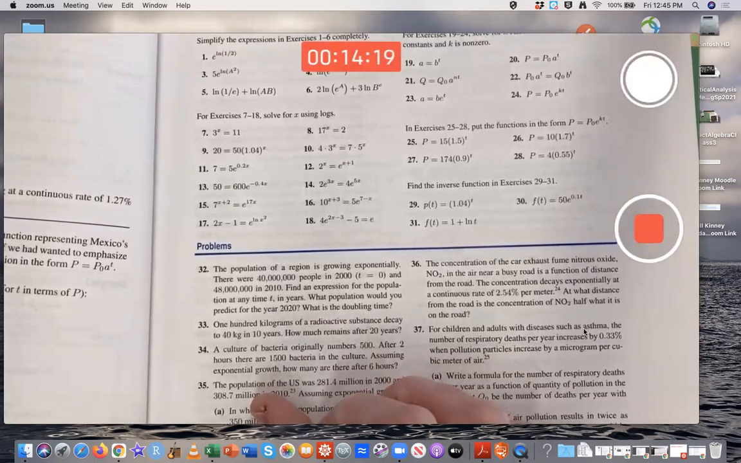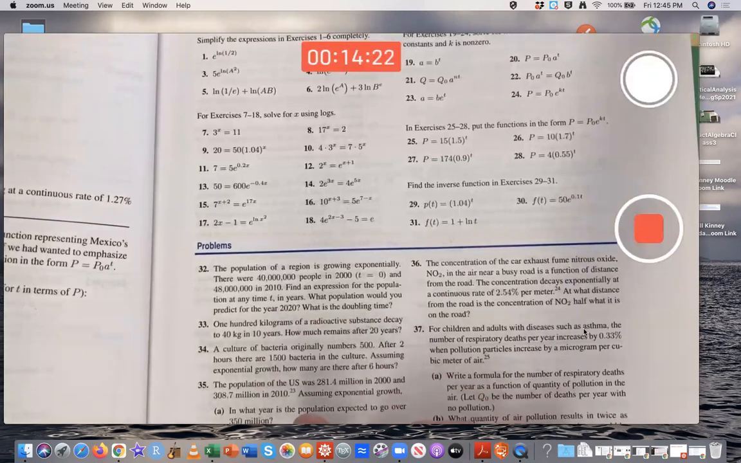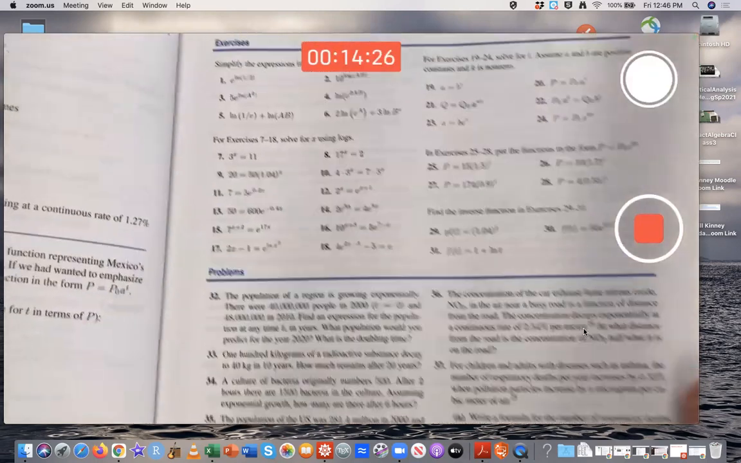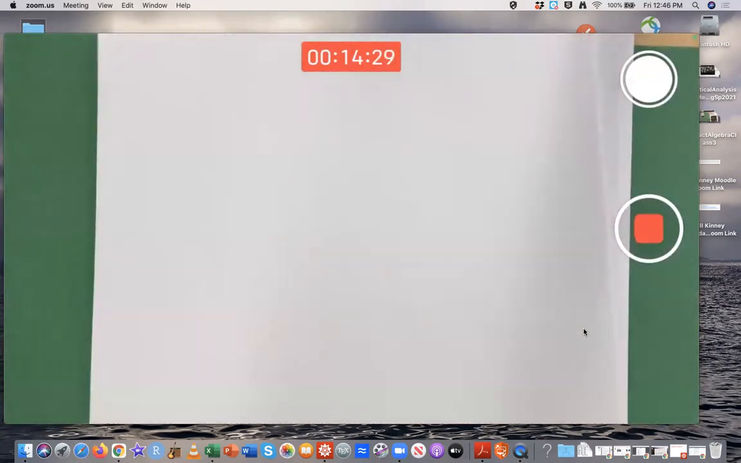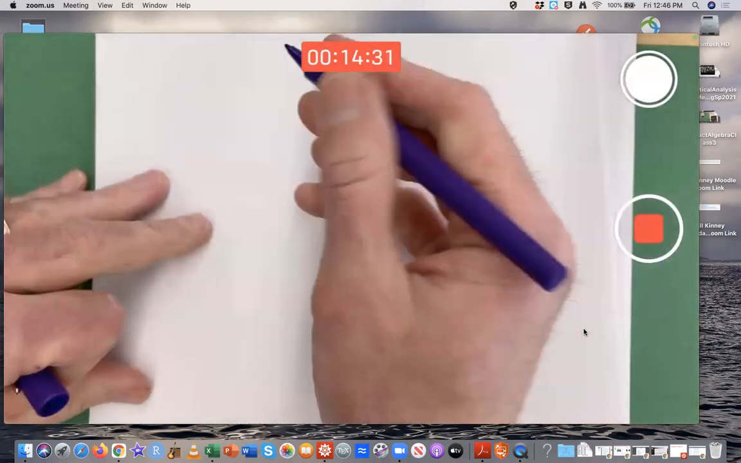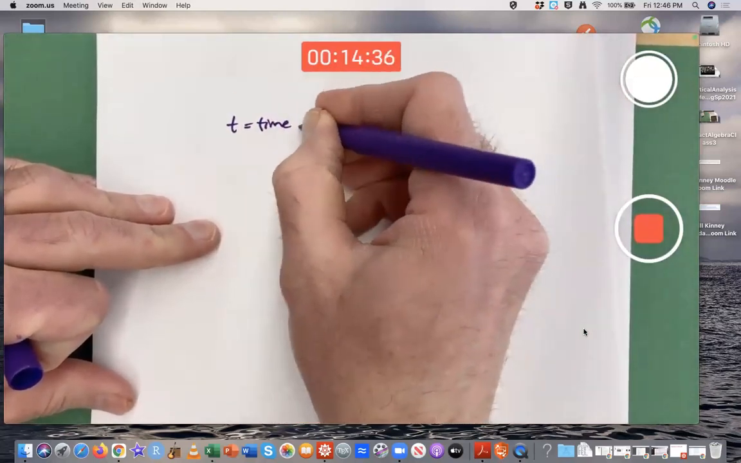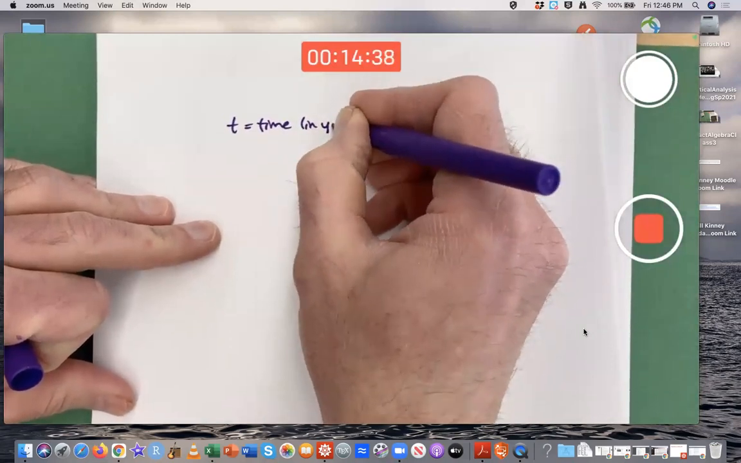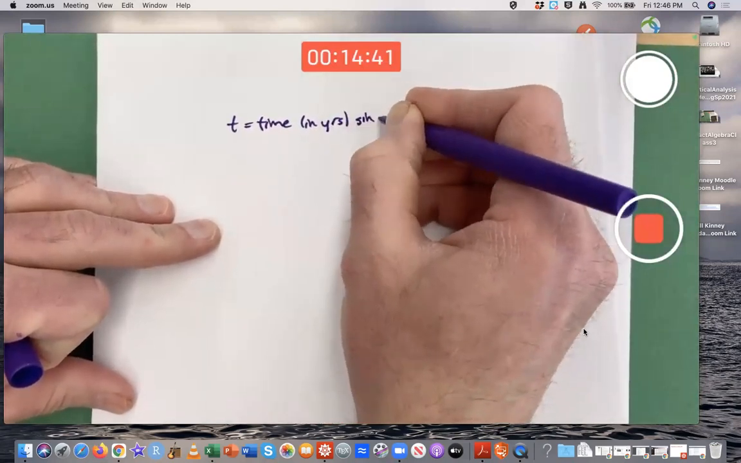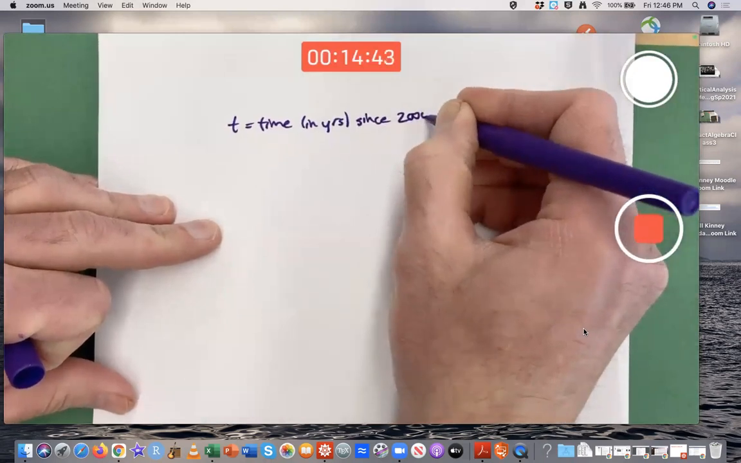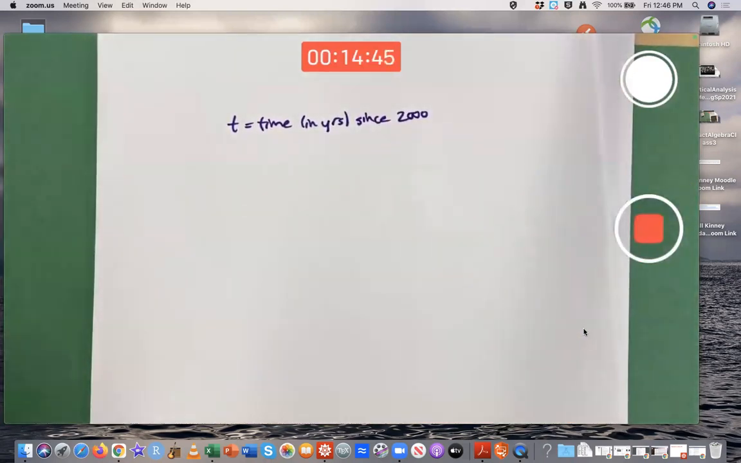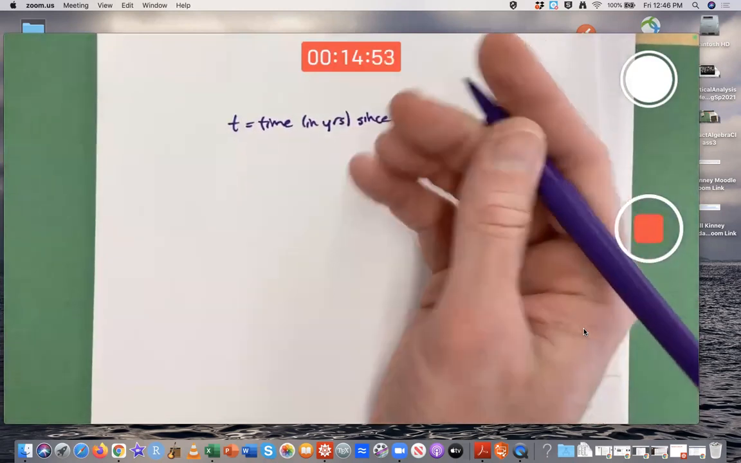Find the population in the year 2020 after you find an expression for the population as a function of t, and then find the doubling time. Okay, so I think I got that stuff memorized here. Set it up. Let t be time in years since the year 2000. Do you have to write that kind of thing down in your homework? No, but I think it's a good idea, just for clarity's sake in your own mind, to write down what the variables mean, including units.